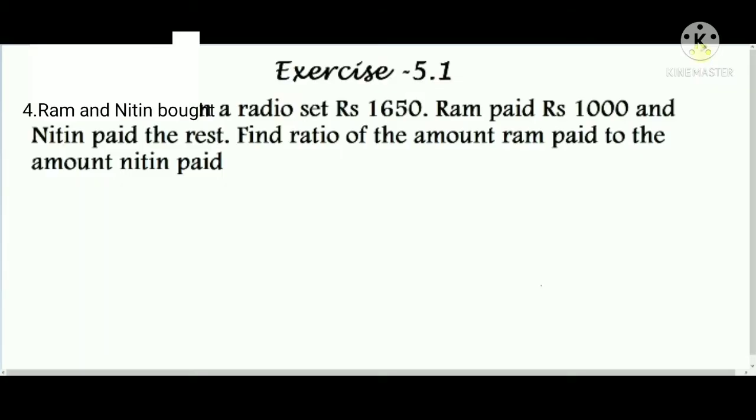Question number 4. Ram and Nitin bought a radio set for 1650 rupees. Ram paid rupees 1000 and Nitin paid the rest. That means the total cost of the radio is 1650. Out of this 1650, Ram paid how much? Ram paid 1000, and the rest will be paid by Nitin.